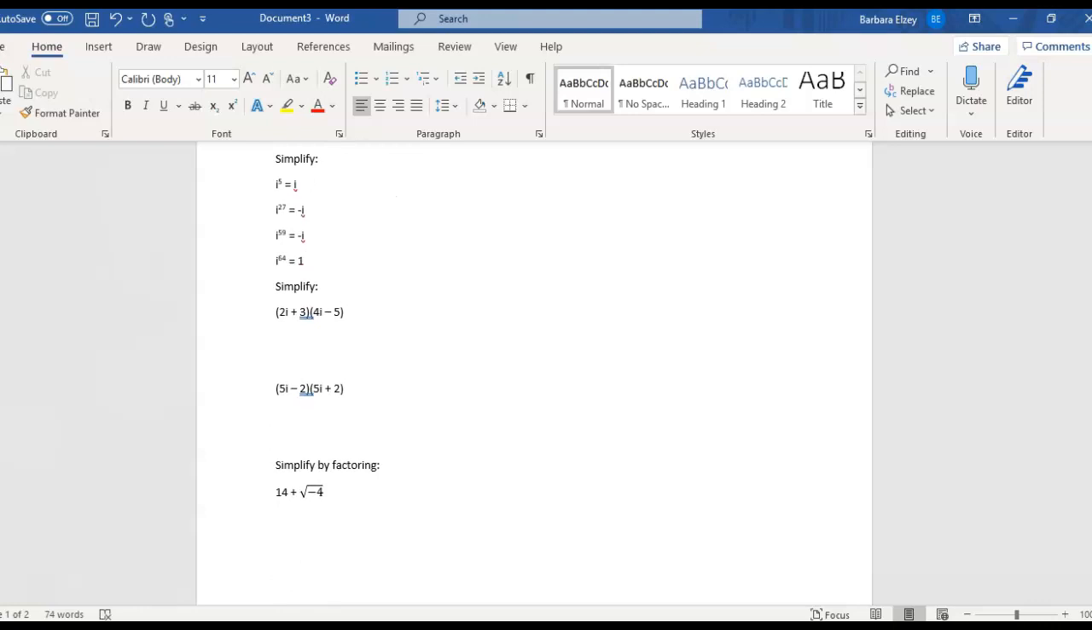Now let's look at this. We want to multiply out 2i plus 3 times 4i minus 5. And we're going to FOIL it in the same way we did if we had 2x plus 3 and 4x minus 5. So let's FOIL this out, and then we'll simplify it even further. So 2i times 4i is going to be 8i squared.